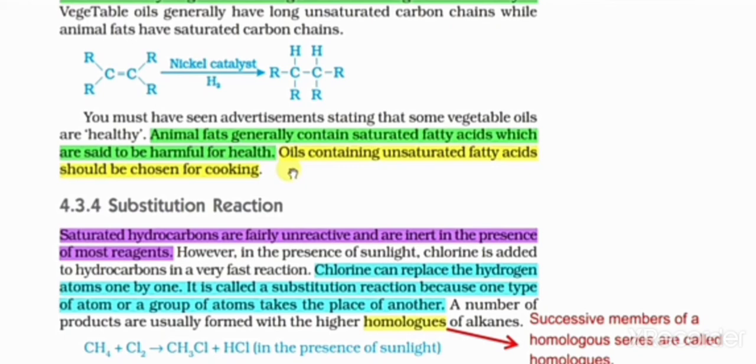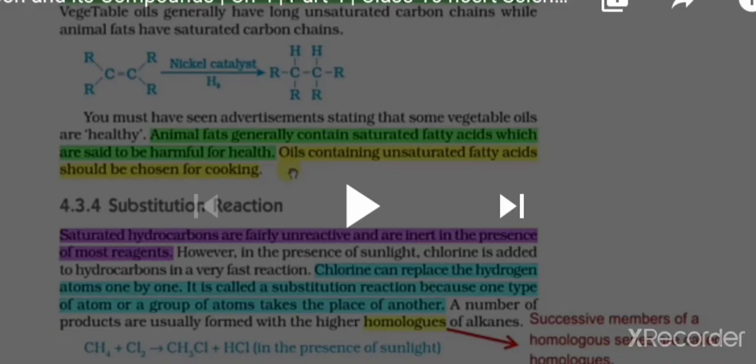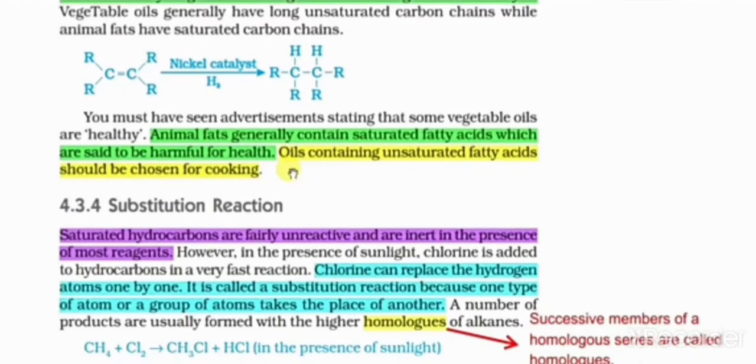It reacts with chlorine. Chlorine reacts with saturated hydrocarbons, and there is a removal of one hydrogen from the substrate. CH3 is formed. CH3Cl, incorporation of Cl, and there is a formation of CH3Cl and HCl. This type of reaction is known as substitution reaction. This reaction takes place in the presence of sunlight.